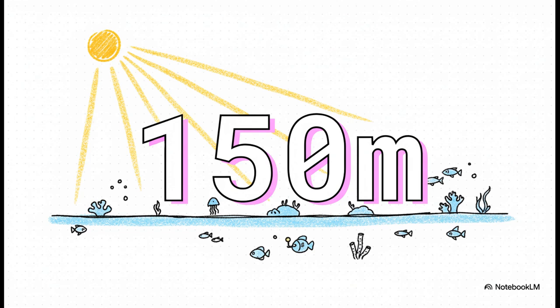And to give you an idea of just how thin that life-giving layer is, even in the clearest, most pristine ocean water you can imagine, that photic zone only goes down about 150 meters. That's it. Now consider that the average depth of the ocean is almost 4,000 meters. Wow, that means the vast, vast majority of the ocean exists in complete and total darkness.